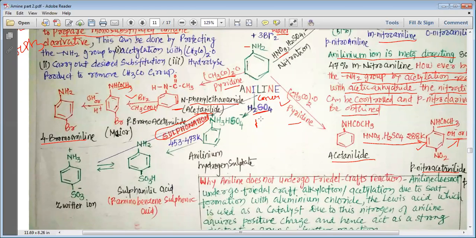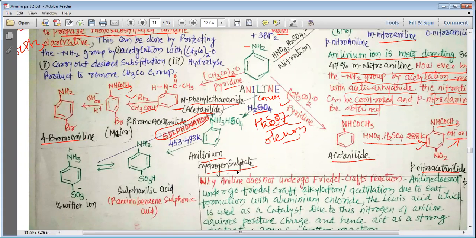Sometimes for sulfonation, H2S2O7 is also used, which is known as oleum. So this aniline is allowed to react with oleum or H2S2O7. It gives us the anilinium hydrogen sulfate. So this NH2 is simply converted to NH3HSO4. That means H2SO4 gives one of its hydrogens to N, and thus it gives us NH3HSO4.